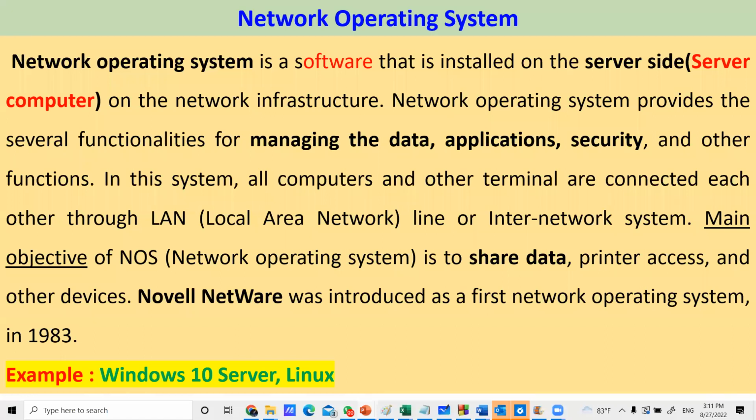Then another term, network operating system. We need software. A network operating system is a type of software. You know the normal operating system, right? Windows 10 and Linux are normal operating systems. A normal operating system manages your computer. It provides an interface between the user and the hardware, then manages memory and input output devices like that. Several functions are done by the normal operating system.